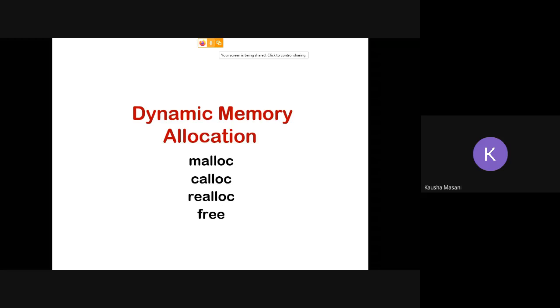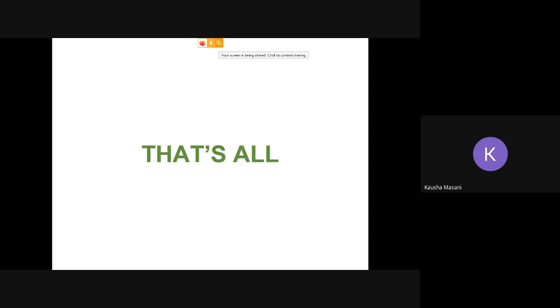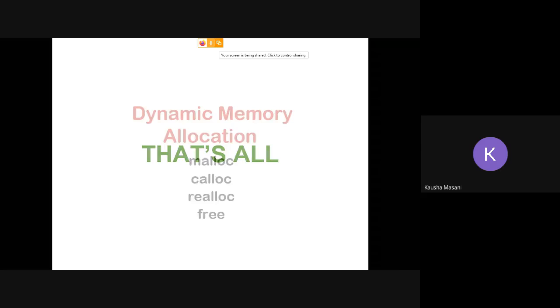So this was your dynamic memory allocation: malloc, calloc, realloc, and free. That's all from the explanation side.